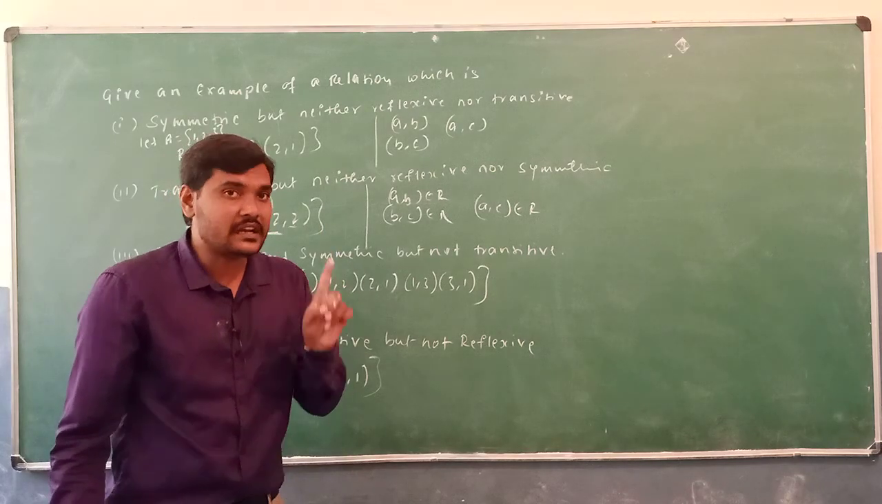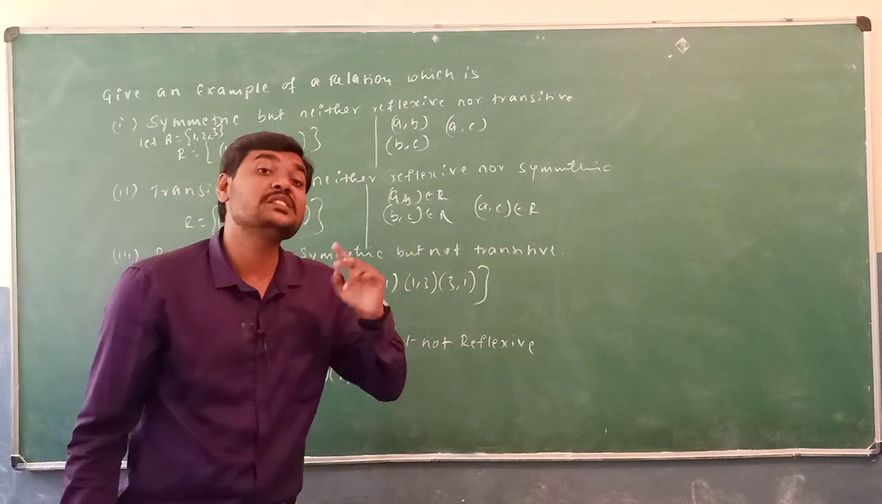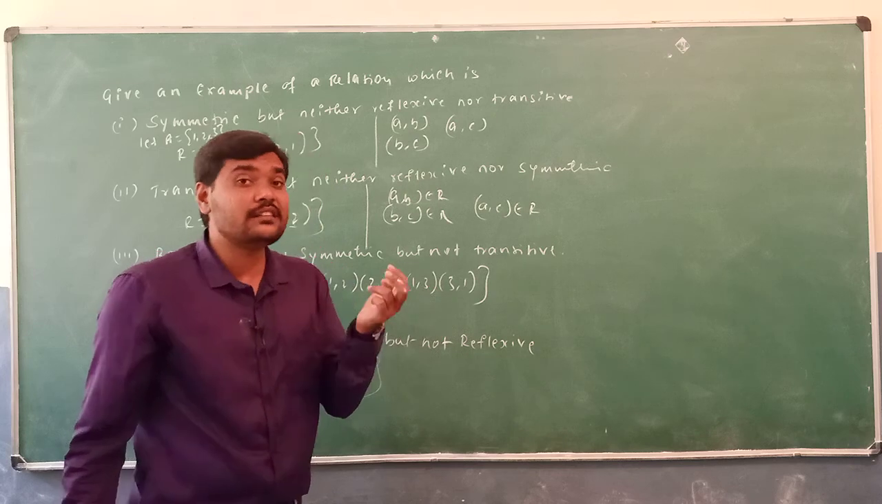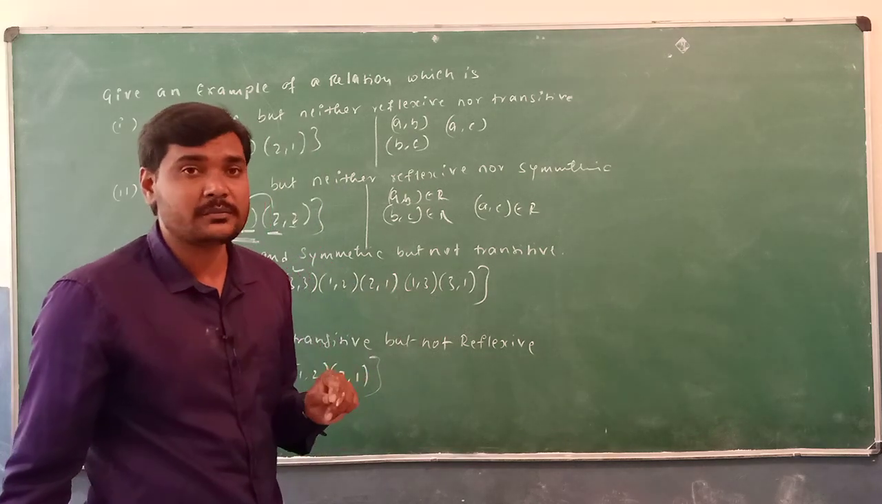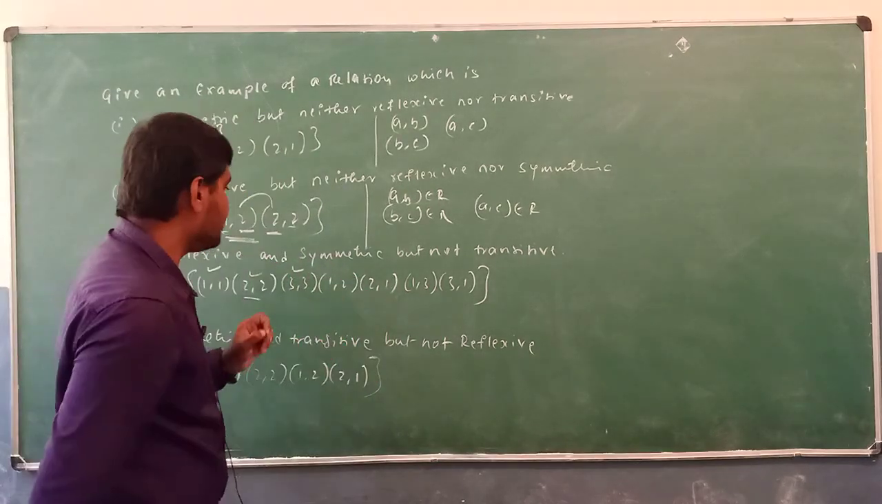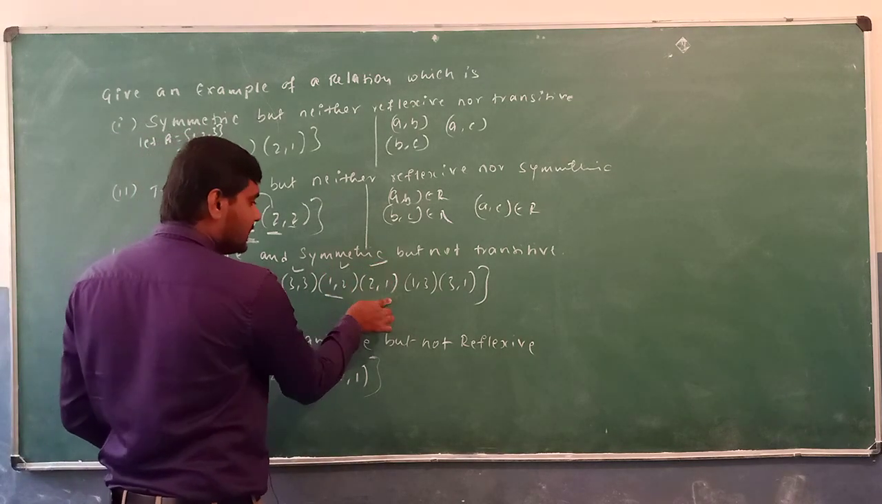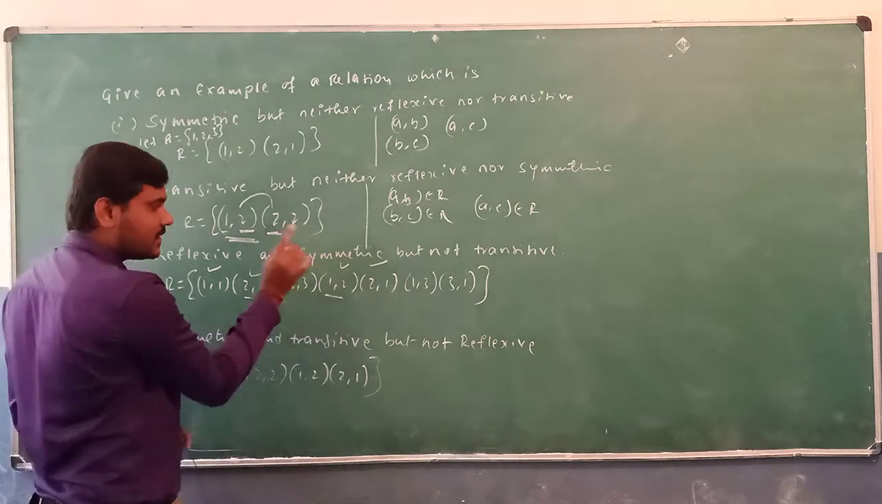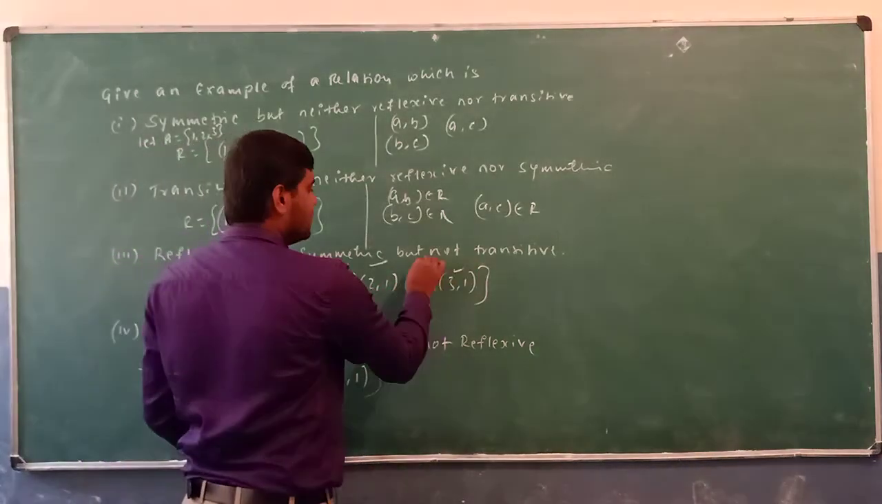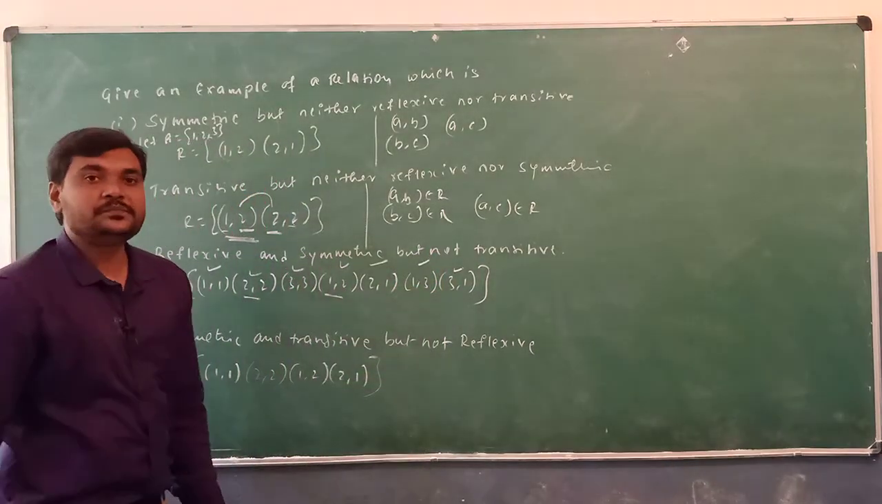Understand this. Every reflexive relation is a symmetric relation, but every symmetric relation is not going to be a reflexive relation. Then what about (1,2)? (1,2) is there, (2,1) is there. So here it is symmetric. (1,3) is there, (3,1) is there. So it is symmetric.